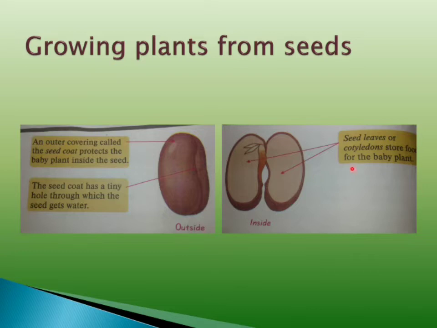Now inside, see, seed leaves are cotyledons, store food for the baby plants. Okay, so this is the shape of bean seed. So this is the example for plants from the seeds.